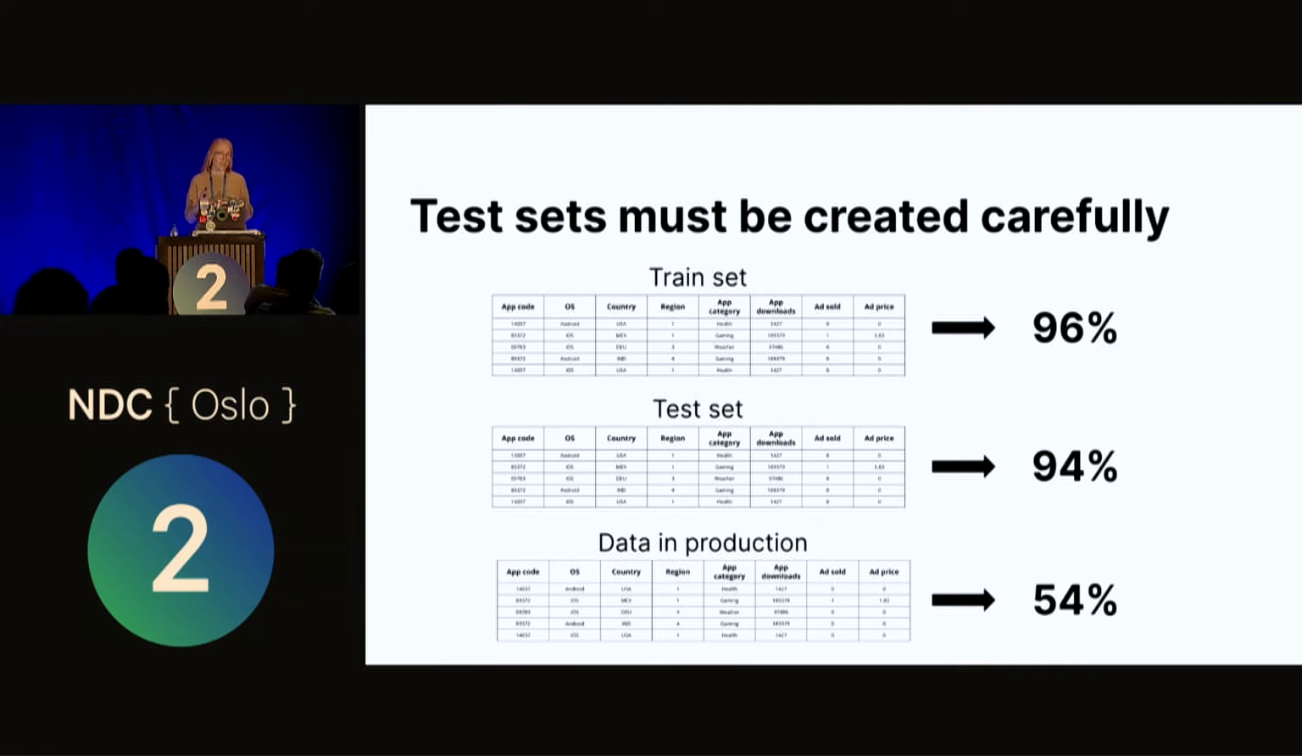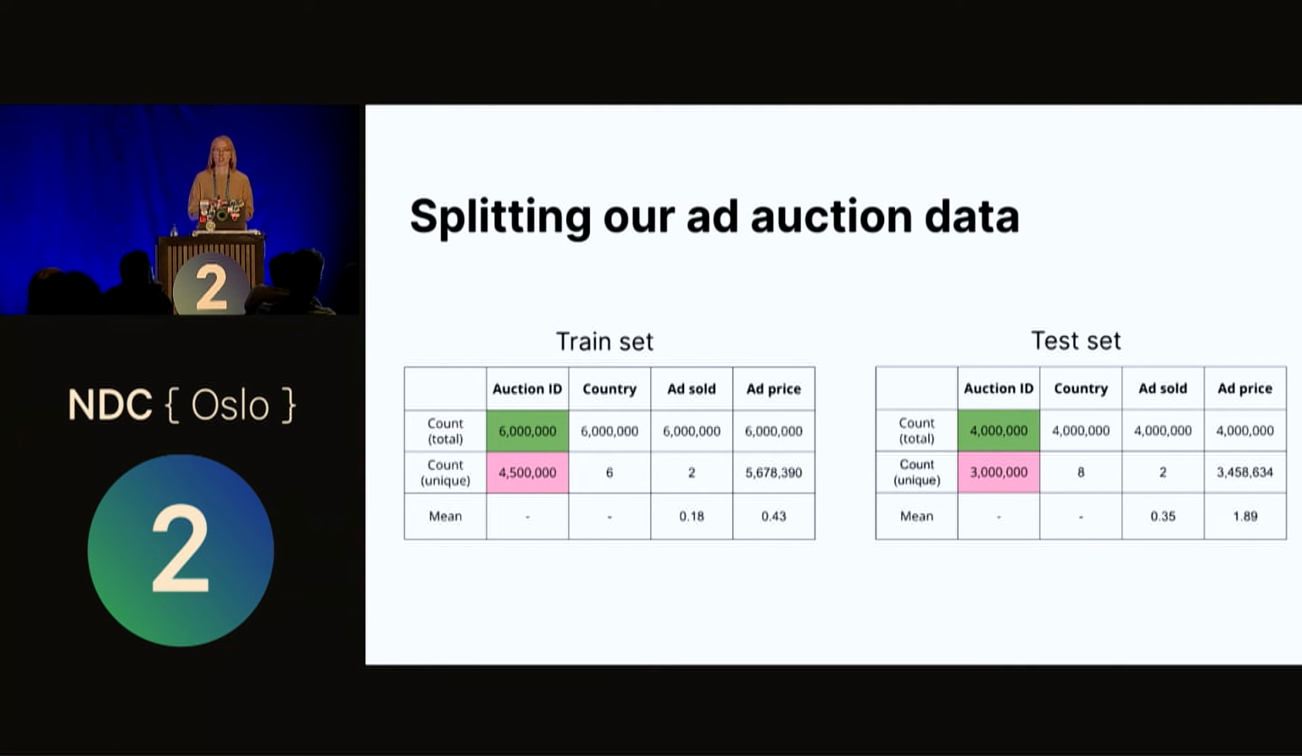And creating a train test split that doesn't involve data leakage or some other issue is actually quite tricky. So let's have a look at a few different ways that a poorly designed train test split can impact your model performance. So let's go back to our ad space data. Let's say that we created our train test split by just leaving the last 30% of auctions aside for the test set. And let's compare the summary statistics between the two.